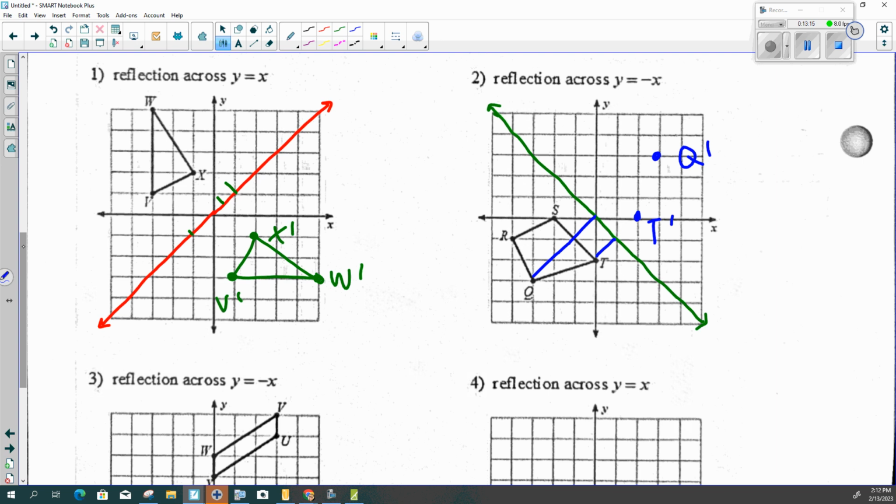Okay, try to finish that one. When you get done with the next 3, 2, 3, and 4, raise your hand. I can come check them off and give you your homework paper.